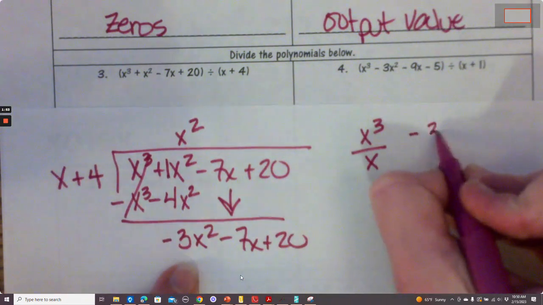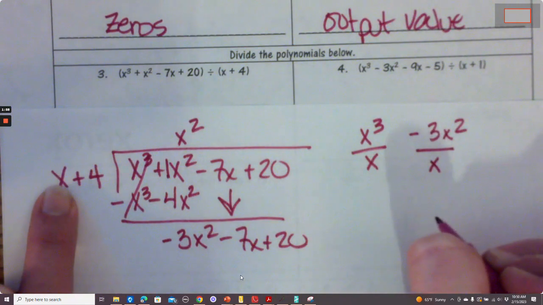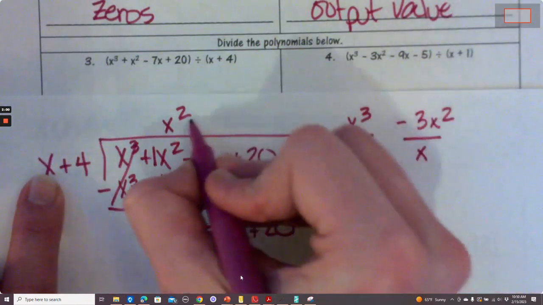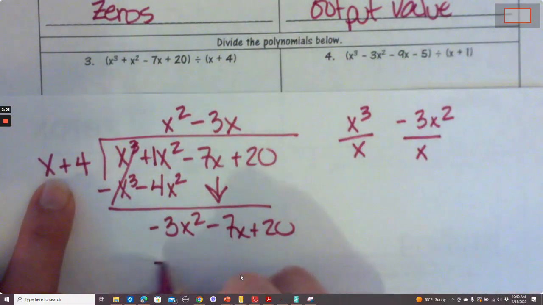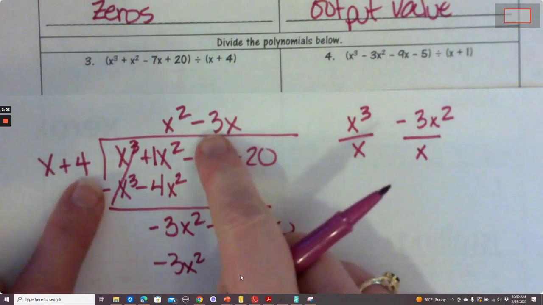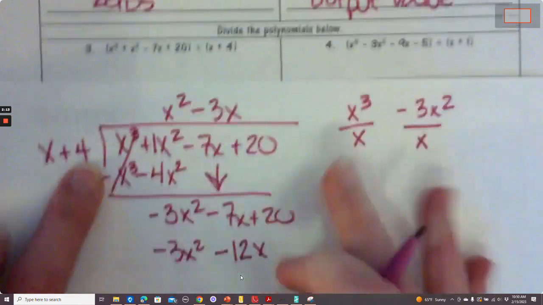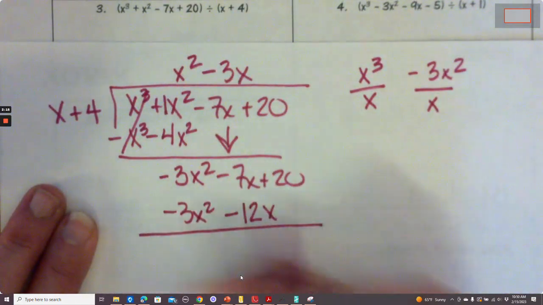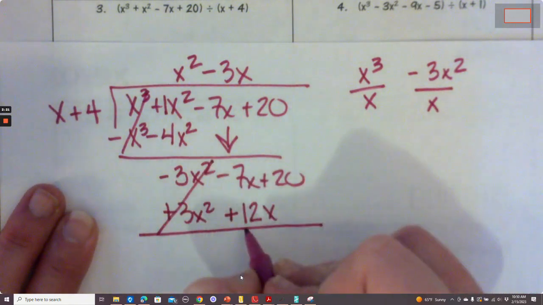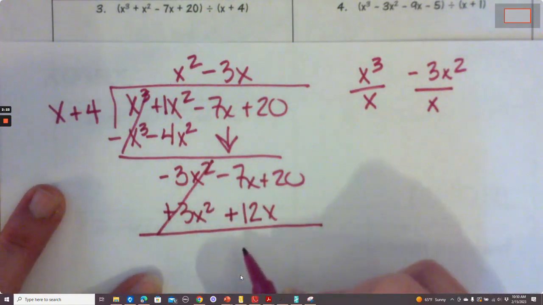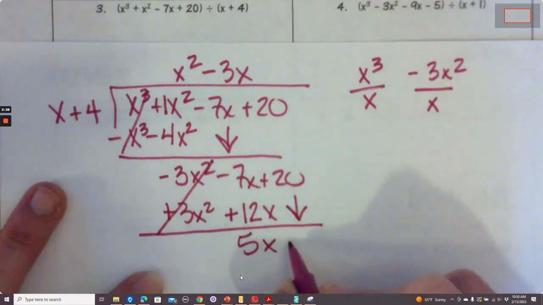All right, negative 3x squared divided by x. Negative 3x. Multiply it out. Negative 3x times x is negative 3x squared. Negative 3x times a positive 4 is a negative 12x. Subtract by changing the signs. So this cancels. Negative 7 and a positive 12. Positive 5? 5x. Bring the plus 20 down.